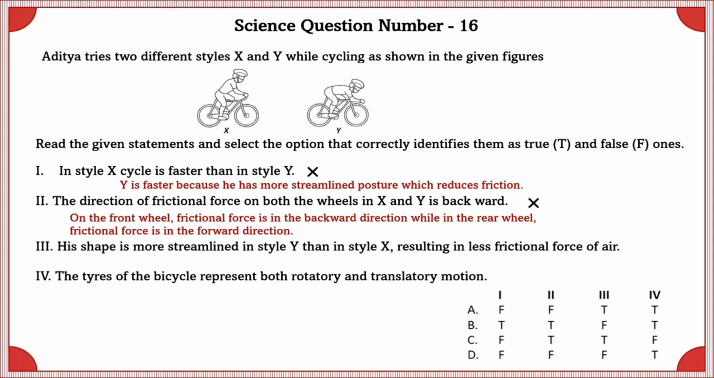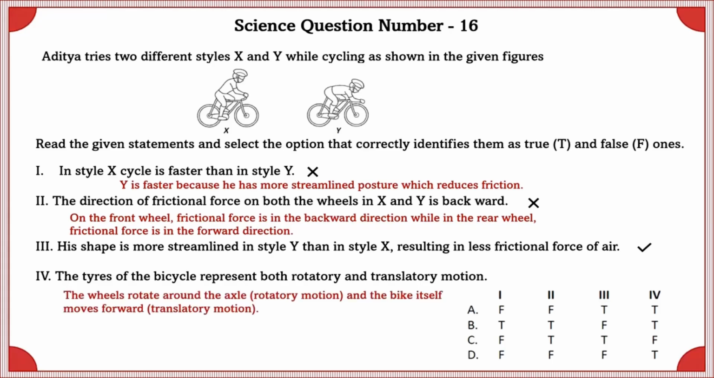His shape is more streamlined in style Y than in style X, resulting in less frictional force of air. This is true. The tires of the bicycle represent both rotatory and translatory motion. The wheels rotate around the axle and the bike itself moves forward, which is translatory motion. So, yes, this is also true. So the correct option is the A option.